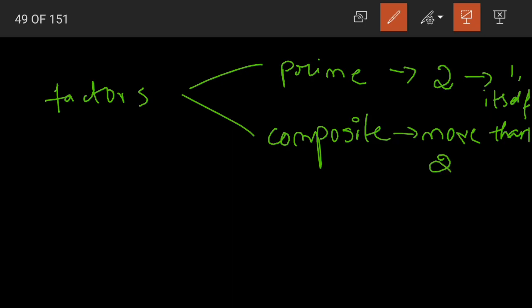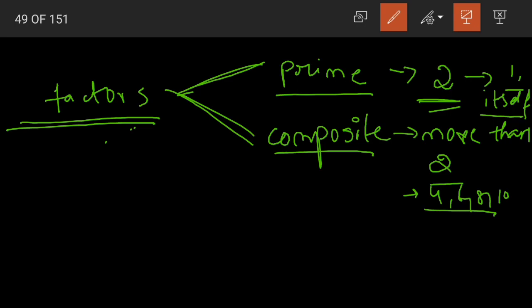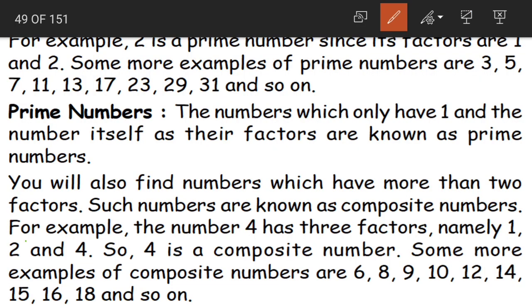Okay, more than 2. Composite numbers may have 4, 6, 8, 10, any number of factors more than 2. So depending on the number of factors a given number has, it can be either prime or composite. If it has only two factors, that is 1 and itself, it is called a prime number, and if it has more than 2 factors, it will be called a composite number.